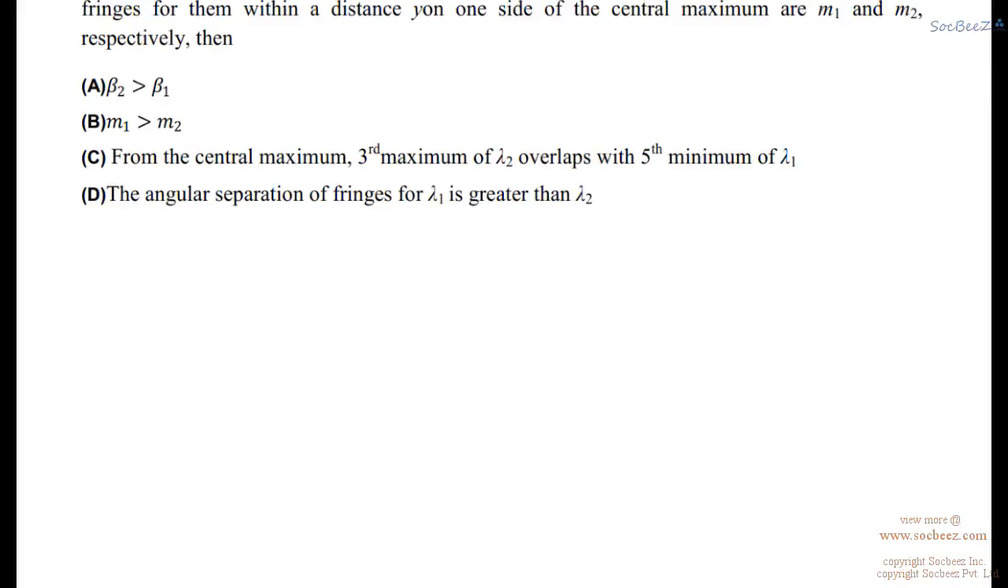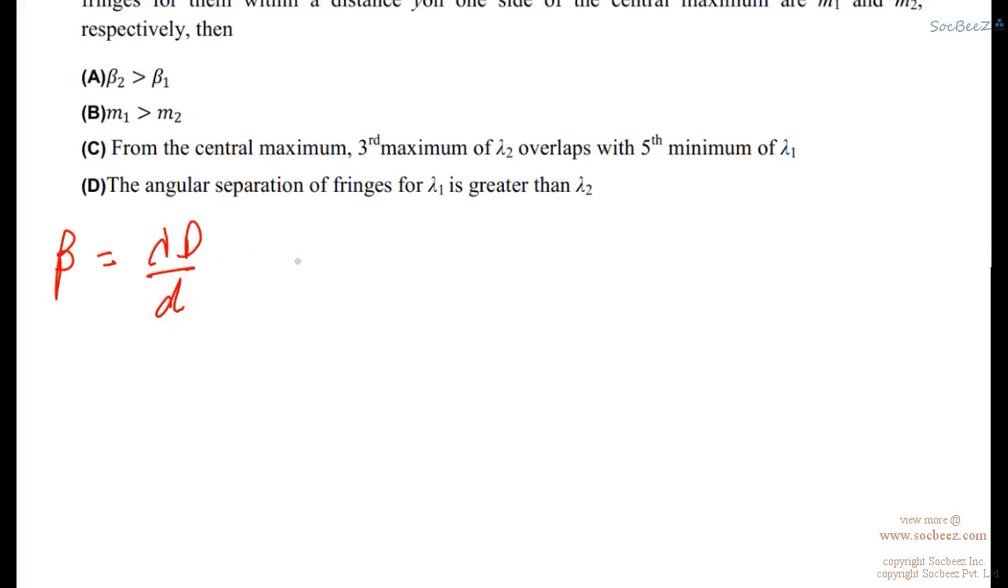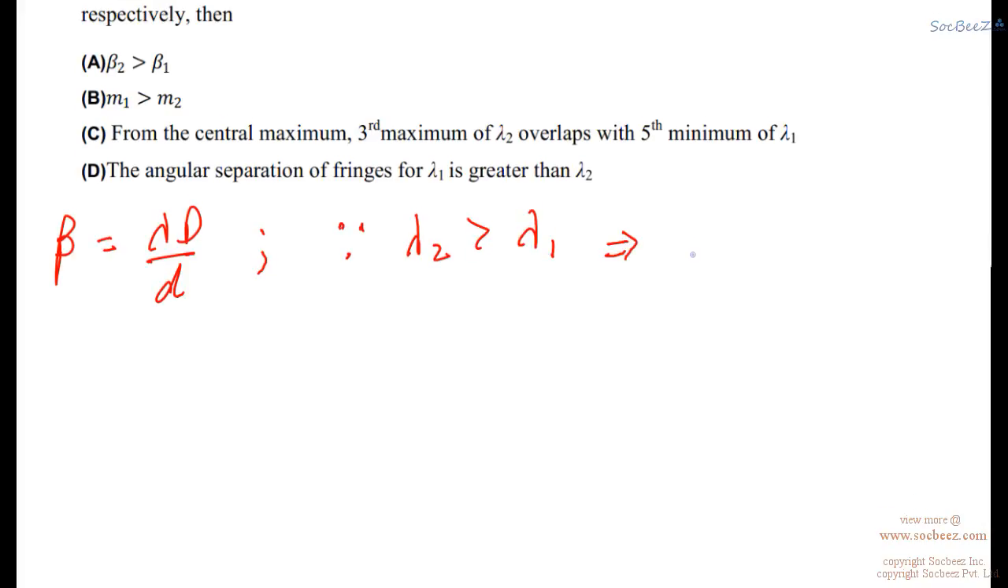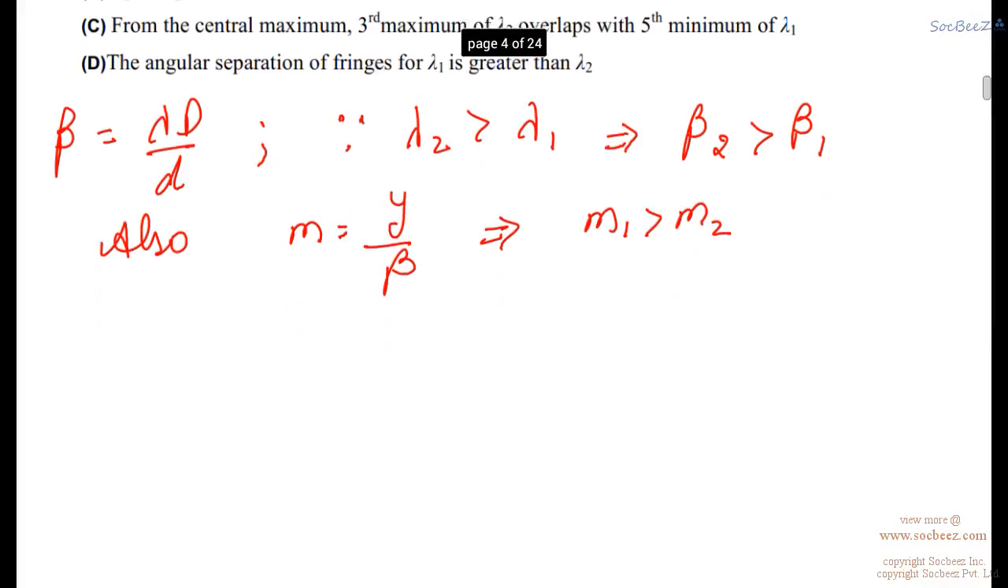Well, here since we know that beta equals lambda D upon small d, because lambda 2 is greater than lambda 1, therefore this implies that beta 2 is greater than beta 1. Okay, and also since m equals y upon beta, this implies that m1 is greater than m2 because beta 1 is greater than beta 2.